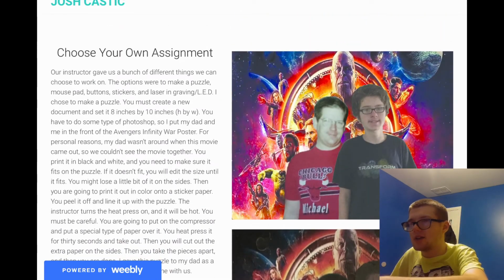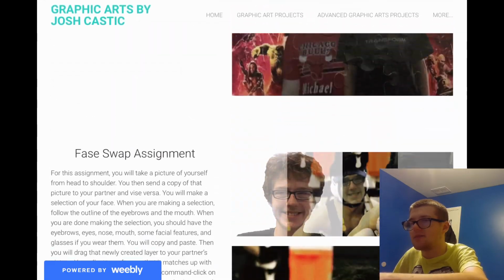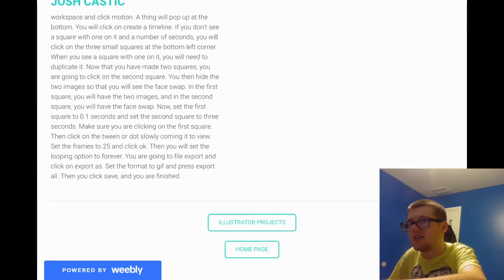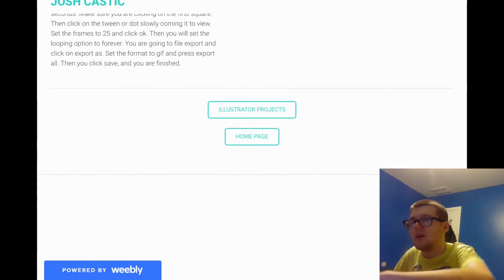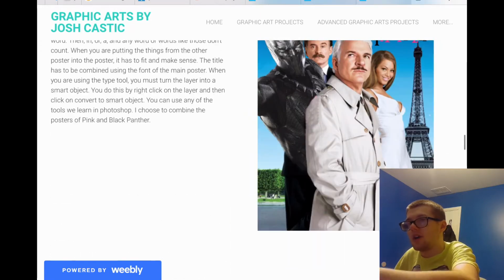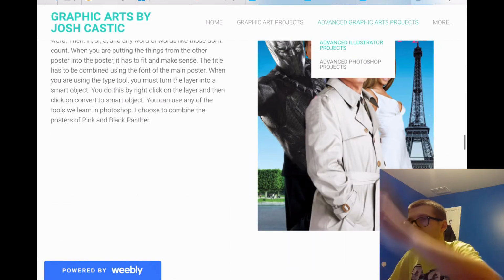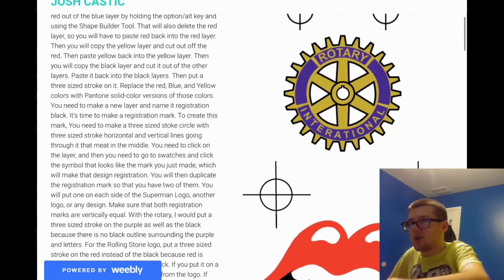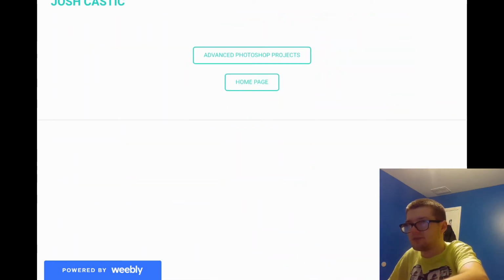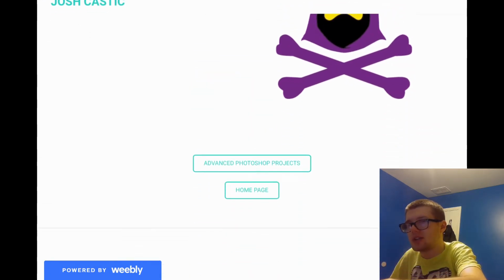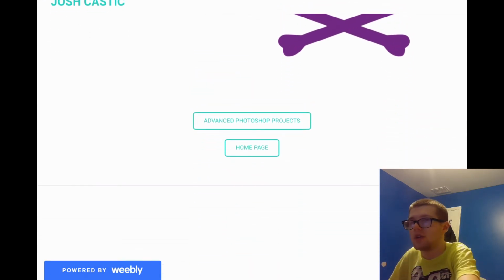So this is like a puzzle thing. This was a GIF, as you call it. And then that's pretty much it. So you go back to there, or you could go to the home page, or you could go up here and go to the advanced. Similar layout. You just go through stuff, you learn new things. Illustrator wasn't as big as the Photoshop, as usual.